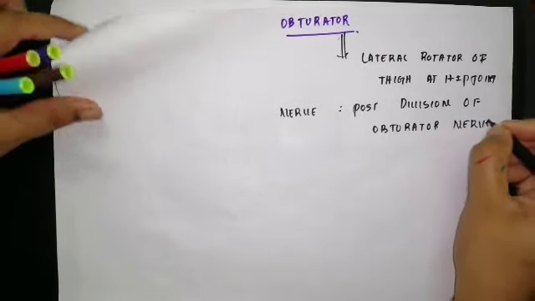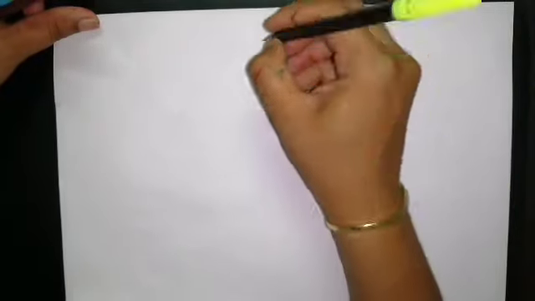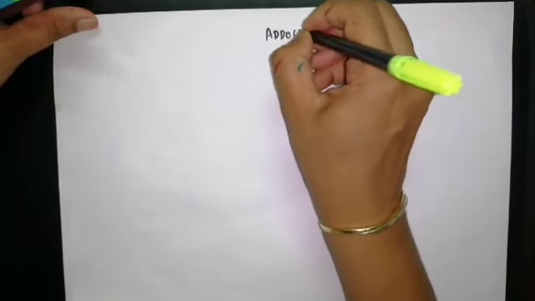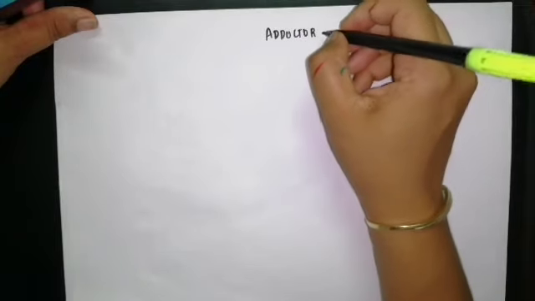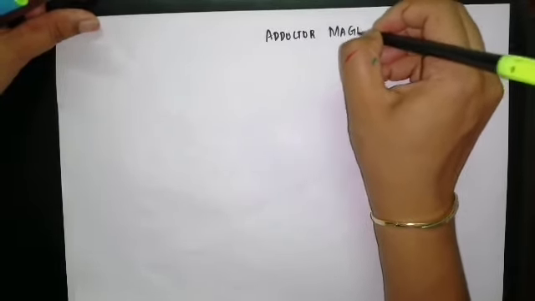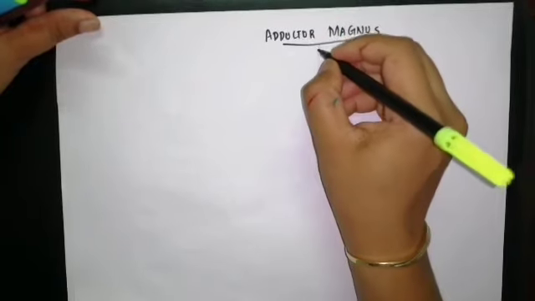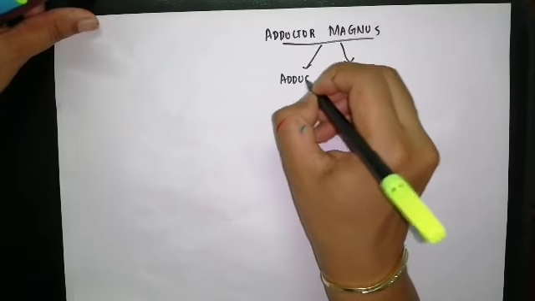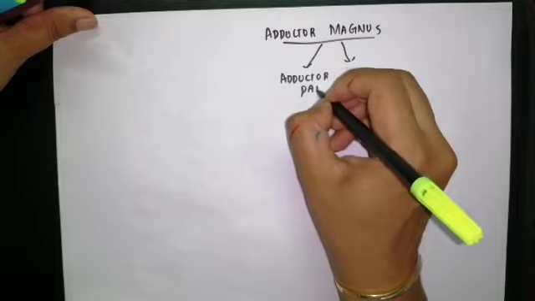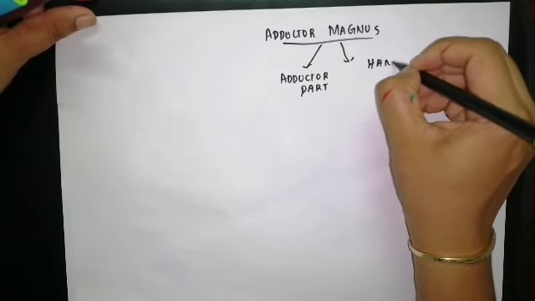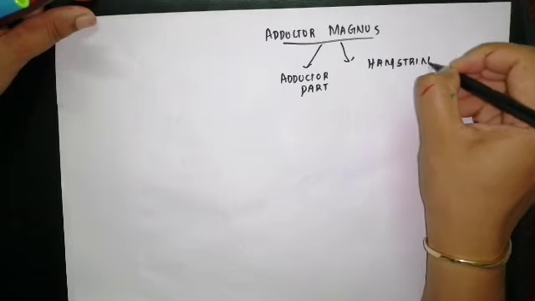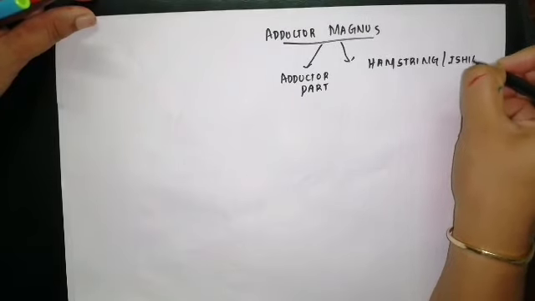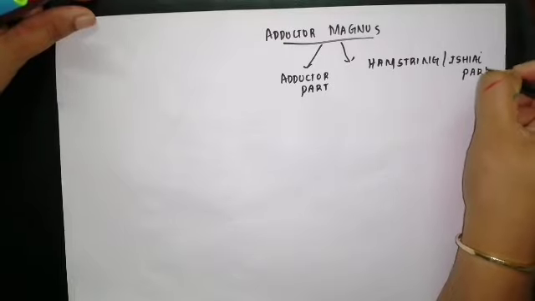Now we have another important muscle. This is the largest muscle of the adductor compartment, and it is present in the deep stratum. That is, this is the deepest muscle, the adductor magnus. It is the largest and deepest muscle of the adductor compartment. Actually, this has got two heads, that is, two parts. The first one is an adductor part, and it has a hamstring part, also known as the ischial part. Now look at each of the parts here.